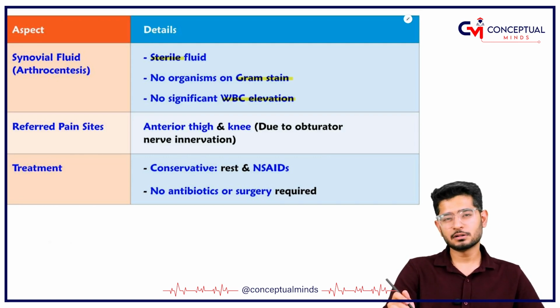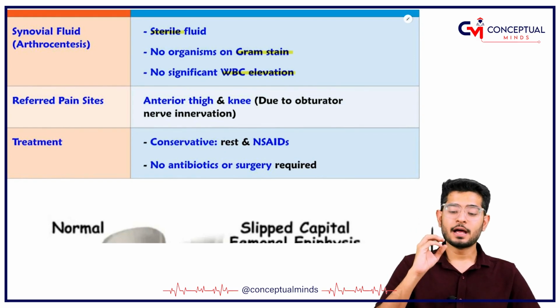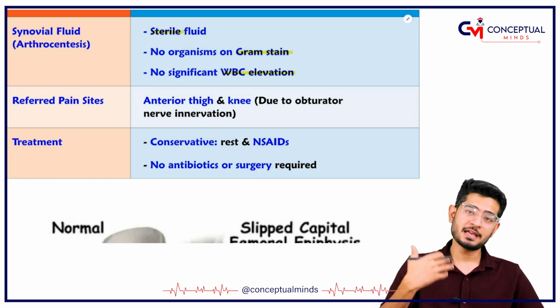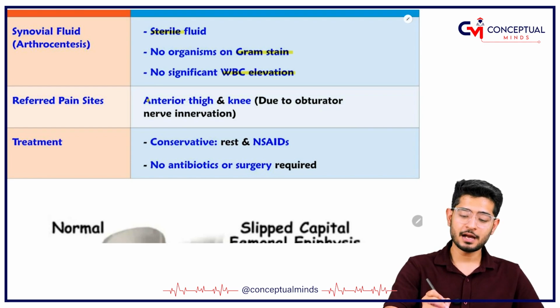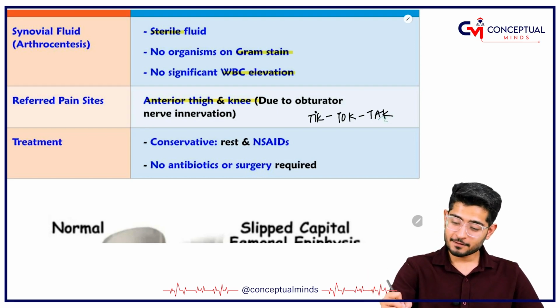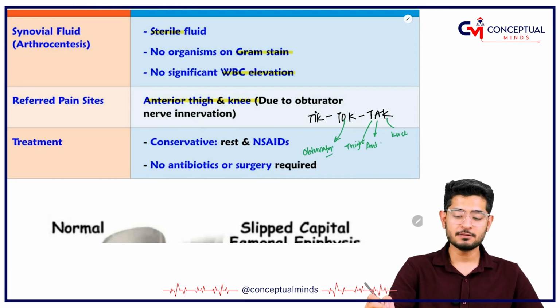What else do we see? The knee is involved, and because the knee and the anterior part of the thigh are both supplied by the obturator nerve, pain in the knee is referred to the anterior thigh also. Have you heard of the word tick tock? Just remember tick tock tack. A for the anterior part of the thigh, K for knee, and O for obturator nerve. Because of the obturator nerve, the anterior thigh and knee will both be involved.